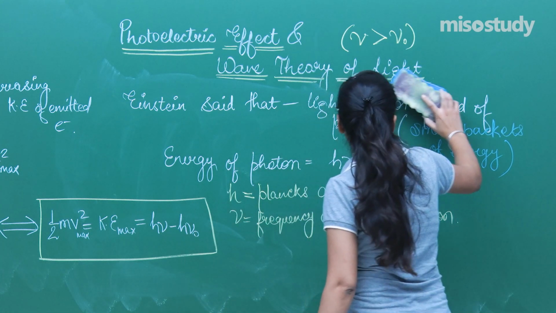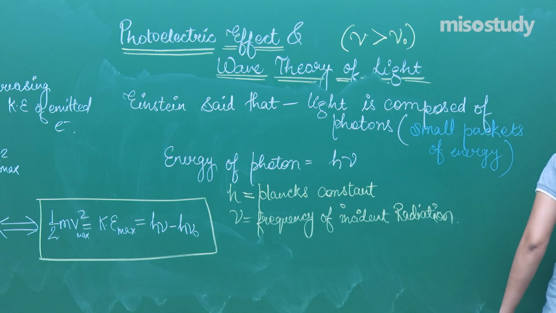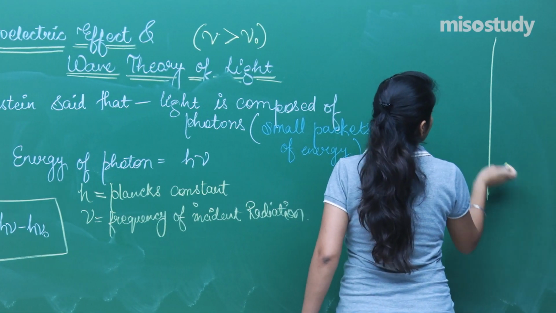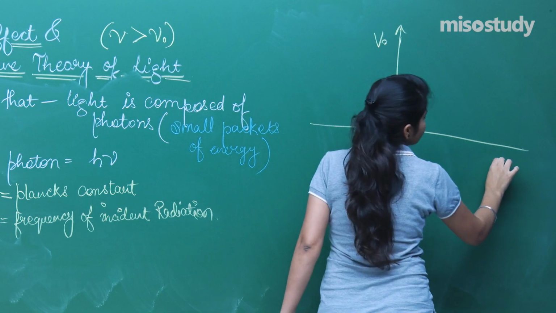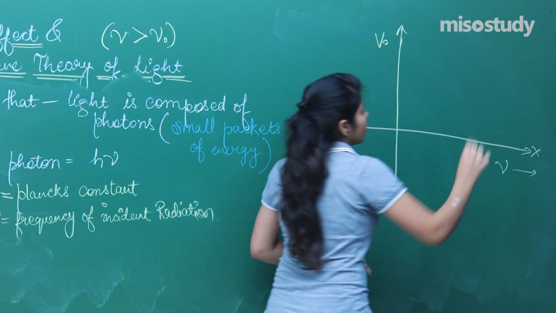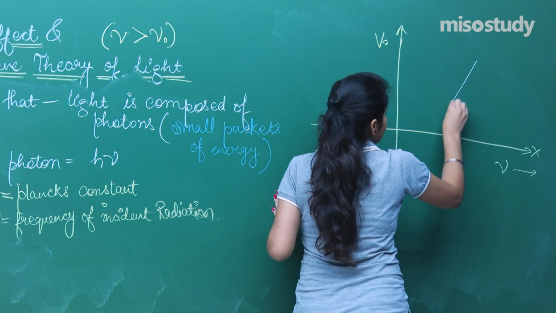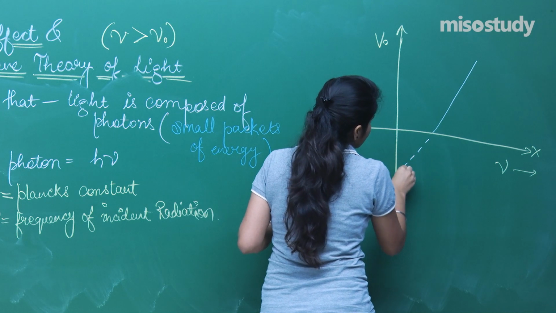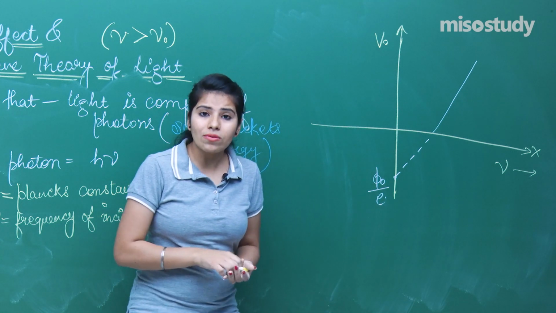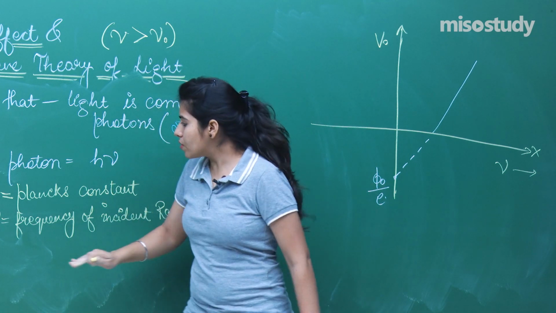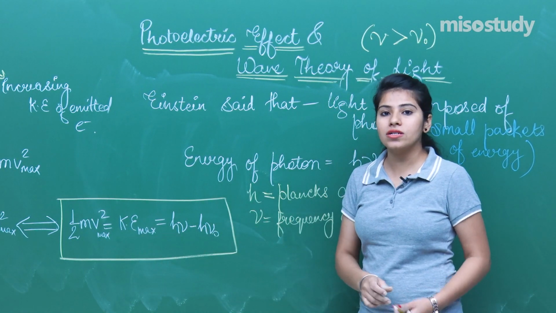Let me just draw that. When he plotted the graph between frequency and the stopping potential, on the y-axis he took the stopping potential, and on the x-axis he considered the frequency of incident radiation. When he plotted the graph, he saw that this was a linear relation, reaching to this point, say phi naught by e. Now one more thing, he saw that we have this equation: half mv square equals Ke max equals h nu minus h nu naught.